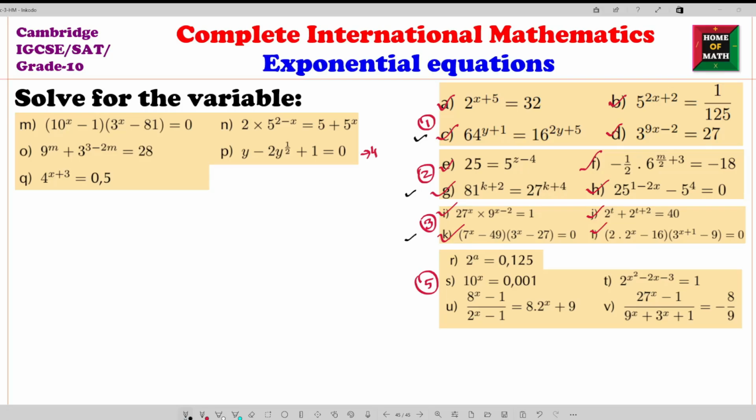Exponential equations. In this chapter we already completed 3 videos where we have done A to L. In this video we will start from M, and in the next video we will try to finish this chapter.